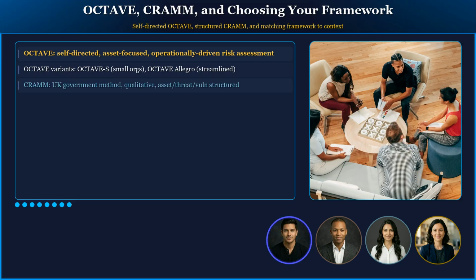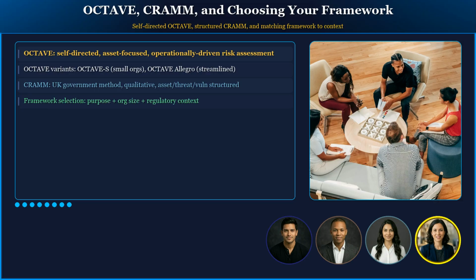CRAMM is the one that surprises candidates. It sounds obscure but appears on the exam with some regularity. CRAMM, the CCTA Risk Analysis and Management Method, was developed by the UK government in the 1980s. It is highly structured: asset identification, threat analysis, vulnerability assessment, and it produces detailed control recommendations. It is qualitative and typically used in government and critical infrastructure environments.